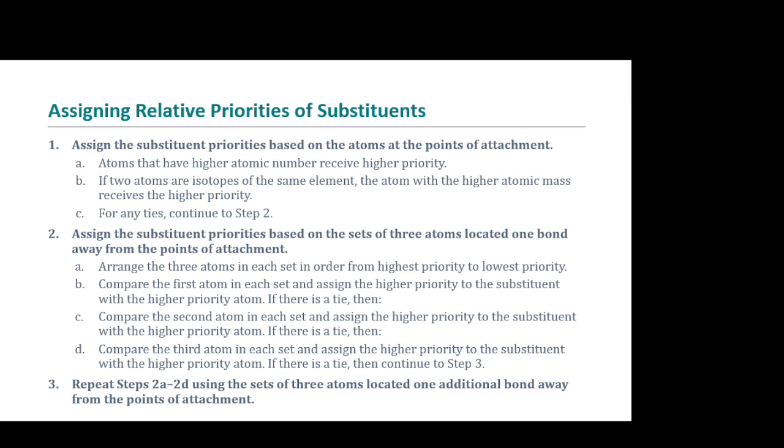So we're going to assign the substituents priorities based on the sets of 3 atoms located 1 bond away from the points of attachment. So you'll arrange the 3 atoms in each set in order from highest priority to lowest priority. You'll compare the first atom in each set and assign the higher priority to the substituent with the higher priority atom, i.e. the larger atomic number. Okay? And then you're going to go to the second atom, and you compare those if they're still ties. And then you'll go, which one has higher priority? And then you'll choose that one. And then you'll compare the next atom if you need to, and you just keep going like that.